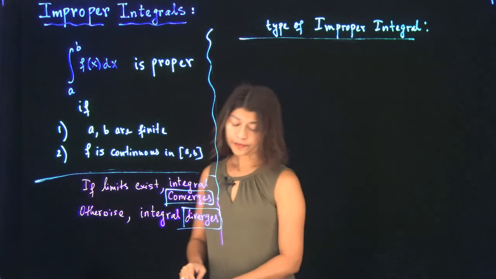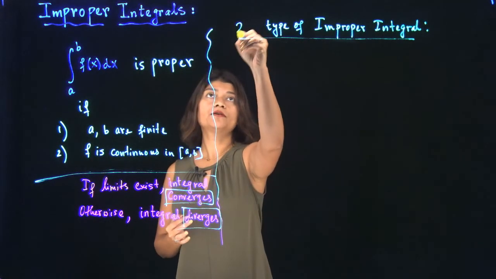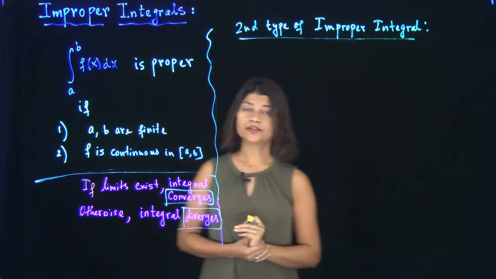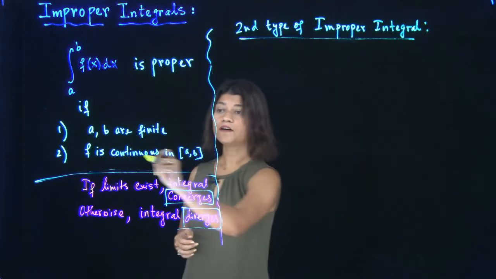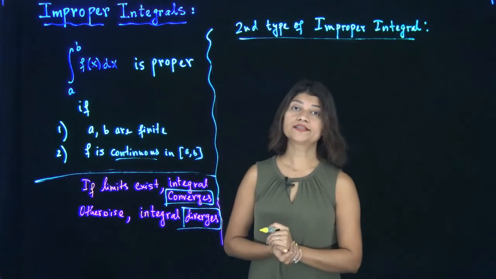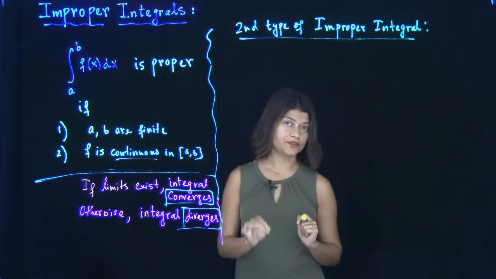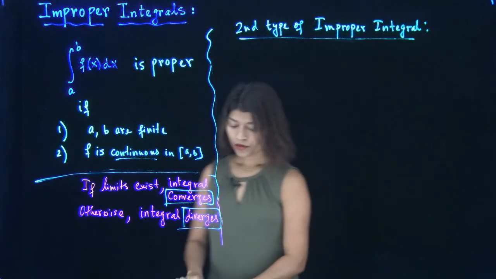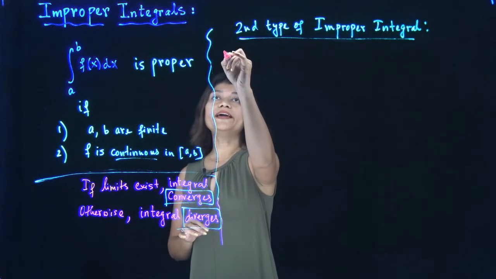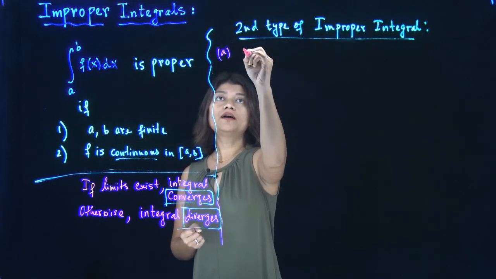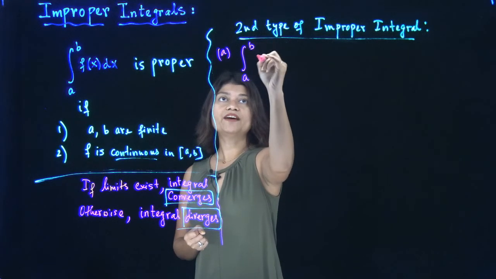Okay, so let's talk about the second type of improper integral. The second type happens when the function is not continuous inside that interval. But we are considering a particular type of discontinuous function. Okay, so type A. So you are evaluating the integral from a to b of f(x) dx.